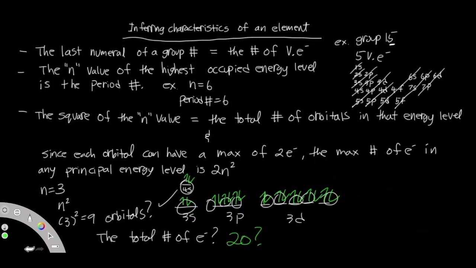So should that be the answer? Should it be 20? No. The number is still 18. Again, how do we prove this? Well, we know 2n squared is what we should be using to determine the total number of electrons, right? The max number of electrons in the principal energy level. So if we have 2, and then 3 is our n value, 3 squared is 9, times 2 gives you 18. Hence why we got 18.